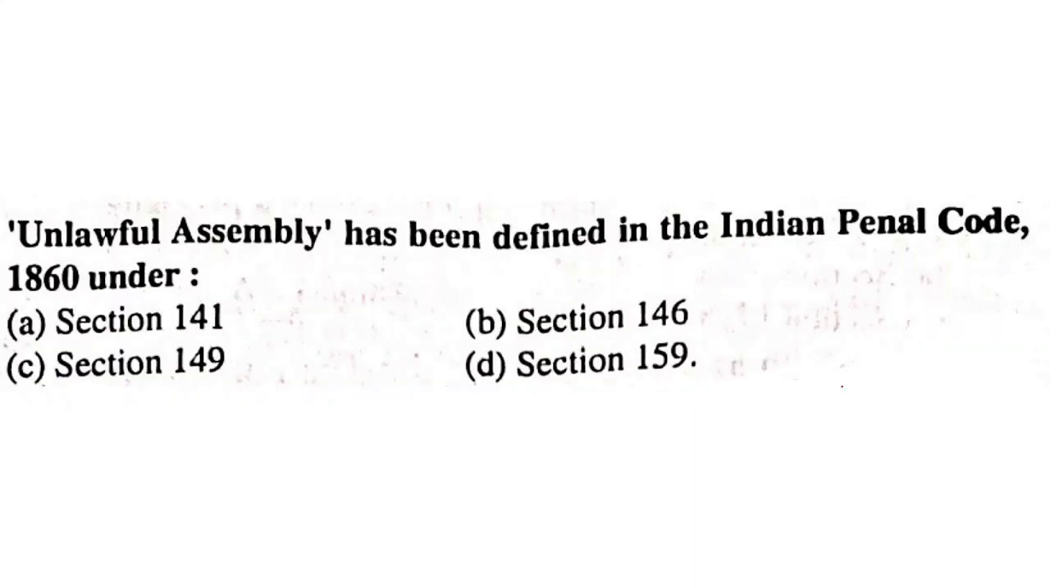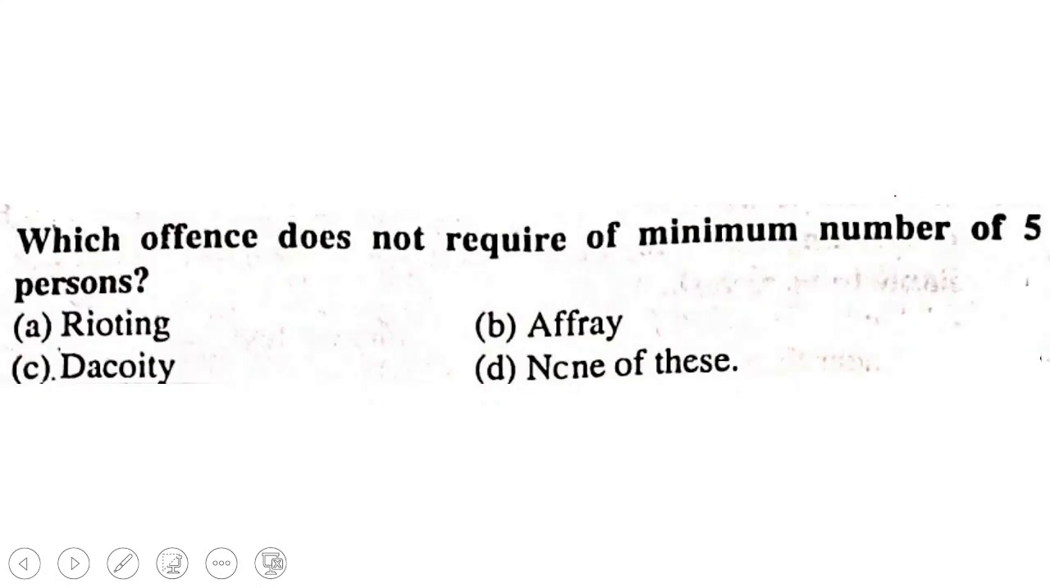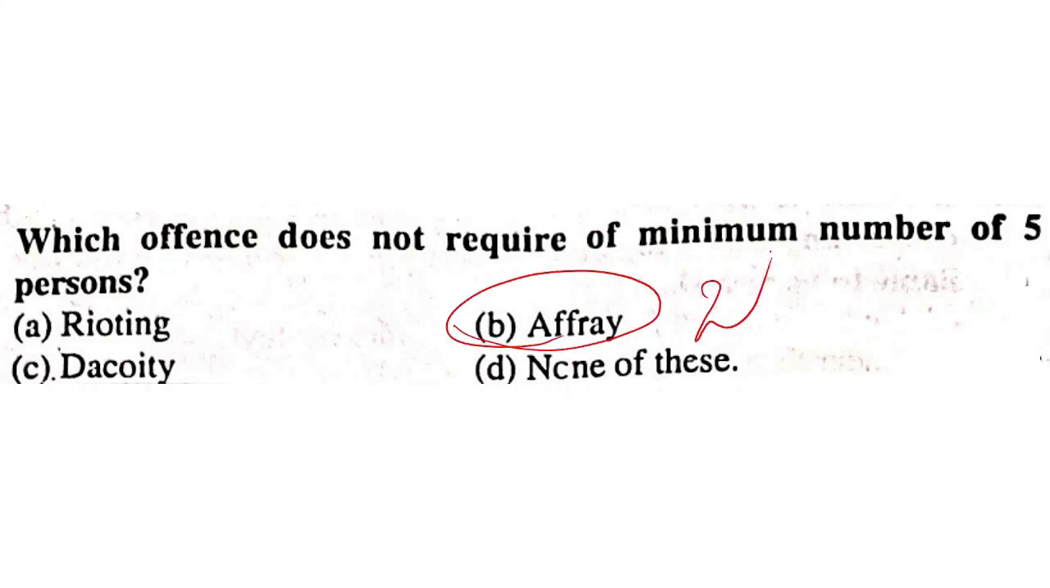Unlawful assembly has been defined in the Indian Penal Code under section 141, 146, 149 or 151? It is under section 141. Which offense does not require a minimum number of 5 persons? In rioting, 5 persons are required. In dacoity, 5 persons are required. In affray, 5 persons are not required; 2 persons are enough.